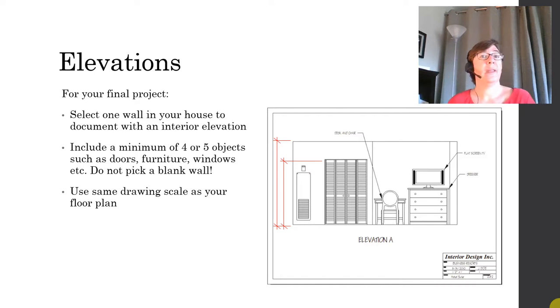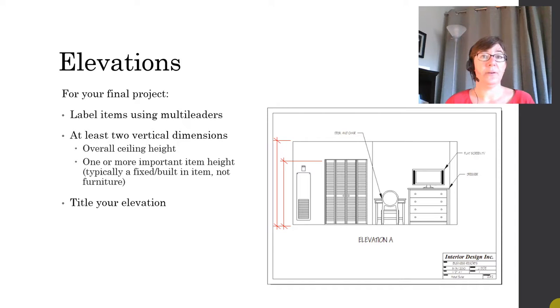One of the more tricky elevations, but interesting, is kitchen cabinets. Bathrooms are also fairly tricky, but interesting. So pick some room of your house, pick one wall, and draw an interior elevation of it. You're going to use the same drawing scale that you use for your floor plan.